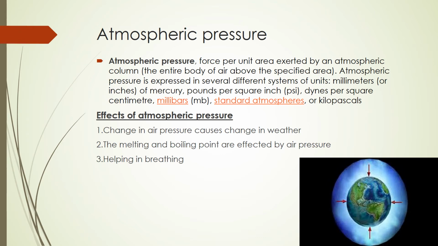And next, effects of atmospheric pressure. Change in air pressure causes changes in the weather. On the surface of the earth, air always moves from areas of high pressure to areas of low pressure. Low pressure causes strong dust storms because air rushes from regions of high pressure to the region of low pressure. When there is high pressure, the weather is often sunny and fine.